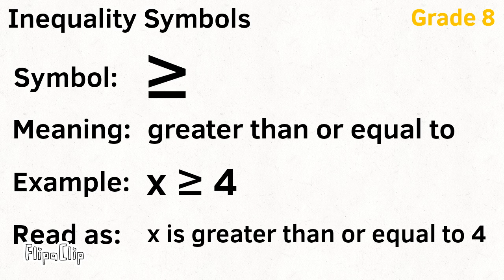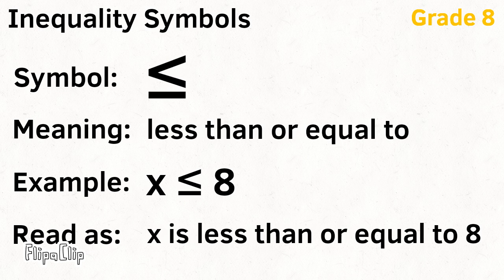The greater than or equal to symbol. The greater than or equal to symbol looks exactly like the greater than symbol, just with a horizontal line below it, which represents the or equal to part of its meaning. This symbol is used to show that a number or expression is larger than or has the same value as another number or expression. Here's an example. x, the greater than or equal to symbol, and then the number 4. This is read as x is greater than or equal to 4.